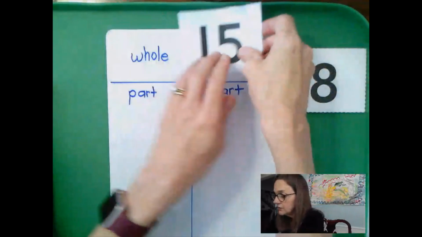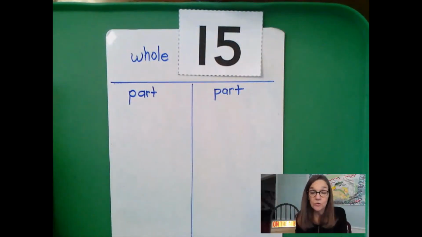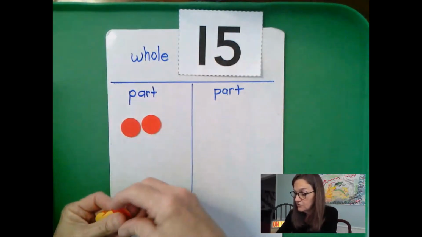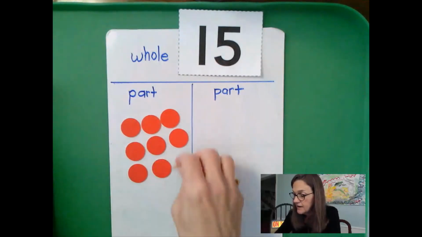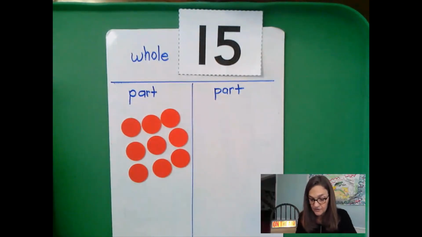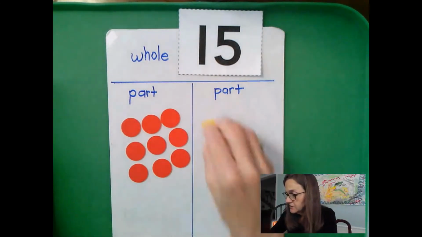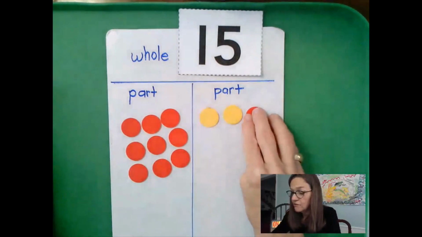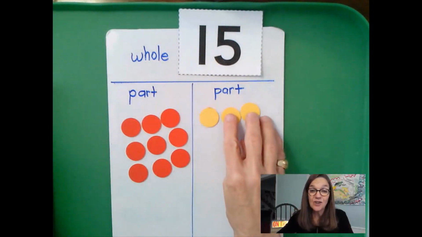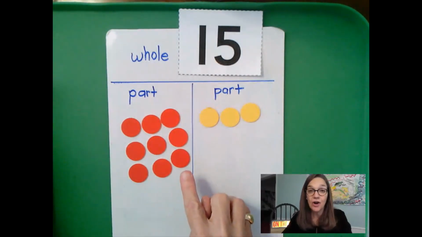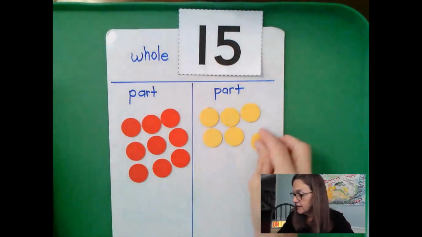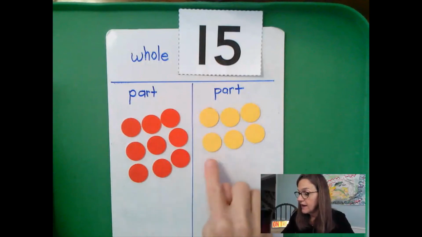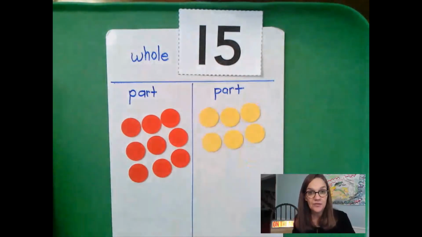For example, if we used this one, you could use tokens. Now this makes it really easy because you can slide them around. 1, 2, 3, 4, 5, 6, 7, 8, 9, and then you could put the rest over here. That's pretty easy to do. 10, 11, 12. Do you see how I started to count on? I didn't start over. After 9, I counted on. 9, 10, 11, 12, 13, 14, and 15. So here I've got 9 and here I've got 6. 9 plus 6 is 15.